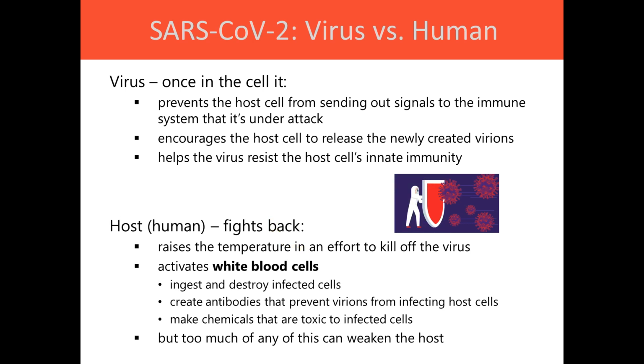There are also white blood cells and T cells that try to ingest the infected cells, create antibodies to prevent those virions from infecting the host cells, and also make some chemicals that are toxic for the infected cells. But the problem is, when too much of this happens, it all runs havoc, and it's not helping the body at all. When the fever goes too high, it kills off other things too that you do need. So it's always a trade-off, but these are the defense mechanisms the body provides.